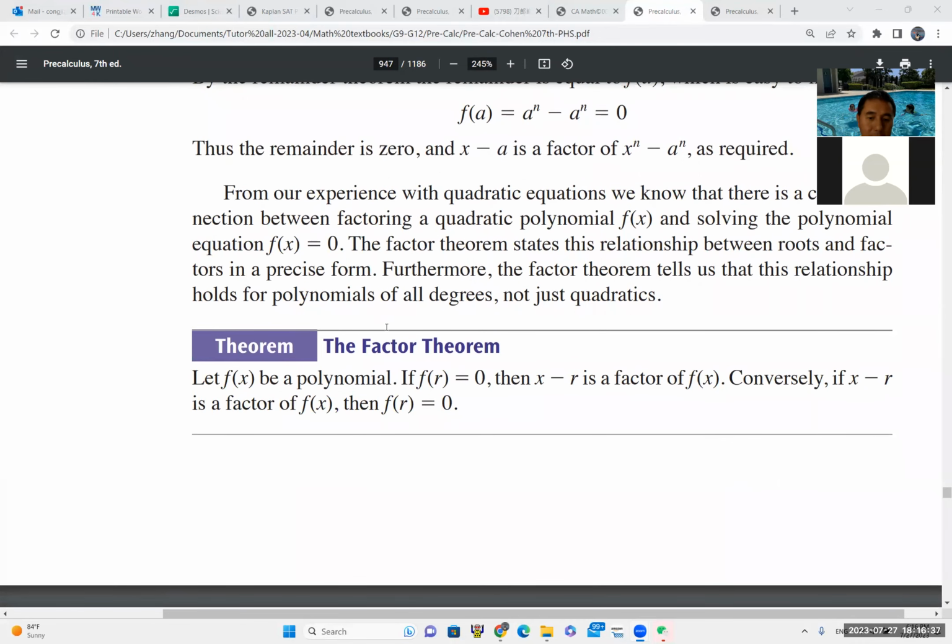Okay, another theorem, the factor theorem. Let f of x be a polynomial. If f of r equals 0, then x minus r is a factor, right? Okay.